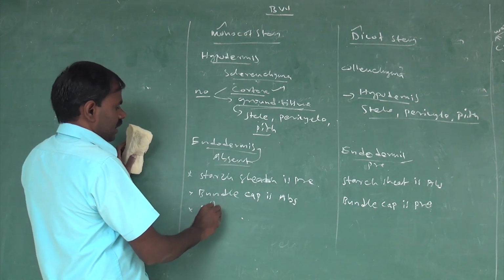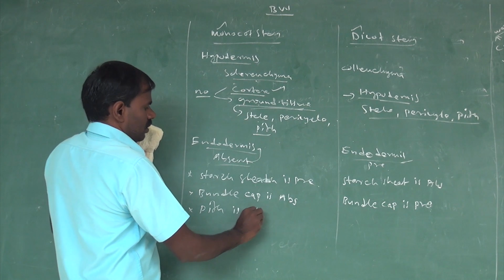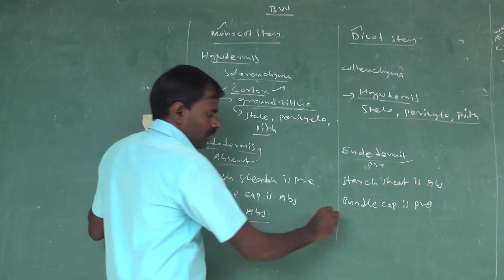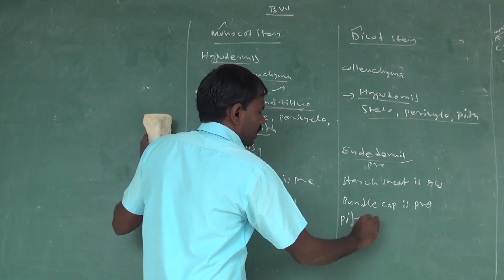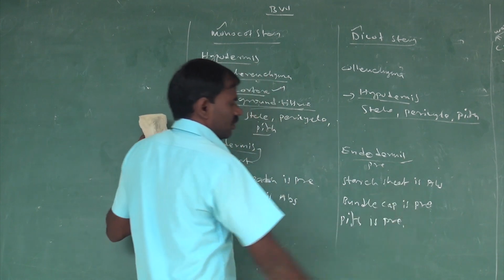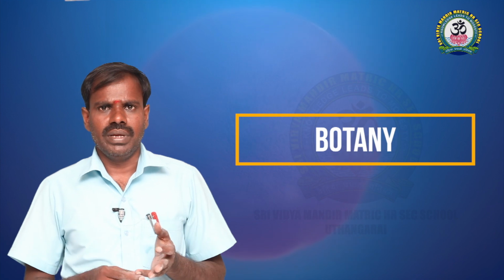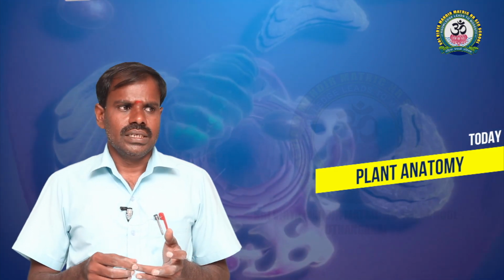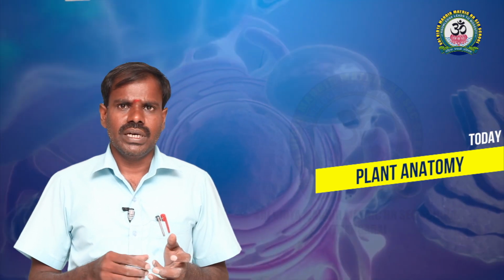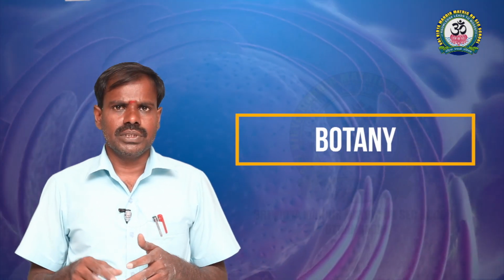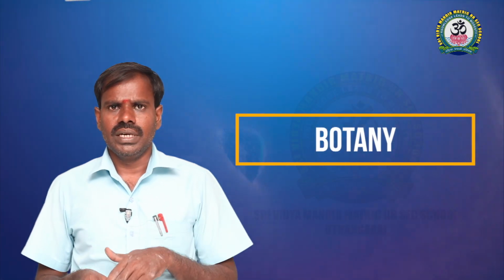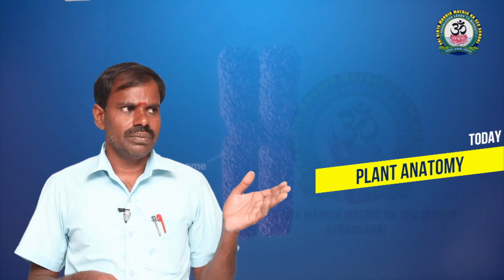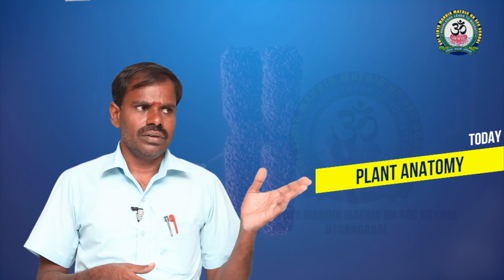Next one is pith. Pith is absent in the monocot stem, but pith is present in dicot stems. So that is the conclusion for this chapter on plant anatomy. Next, we will discuss the primary structure of the monocot stem and dicot stems, and the differences between them. Any other doubts, ask me about this chapter, and watch these videos.